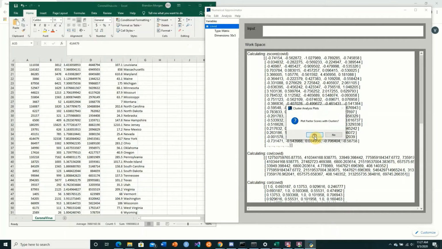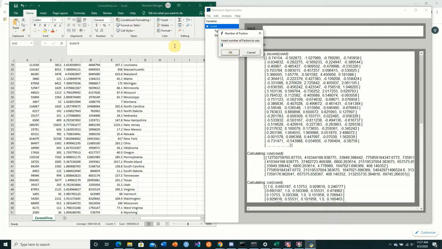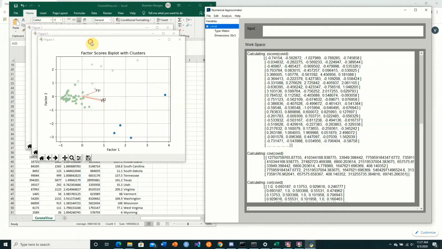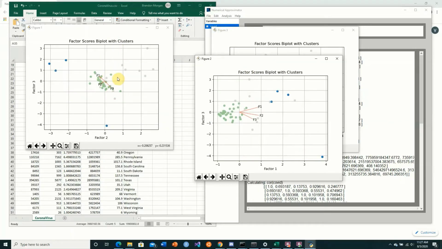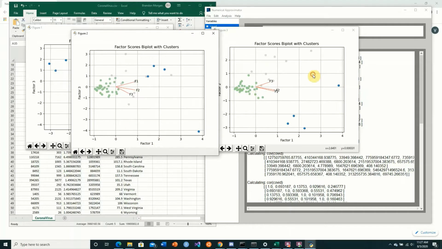Plot the factor scores with the clusters. We're going to use 3 factors. And so here we have our outliers again, and our 2 distinct clusters. It's sort of a mixture between these 2 factor scores for F2 and F3. Again, a mixture between F1 and F3.